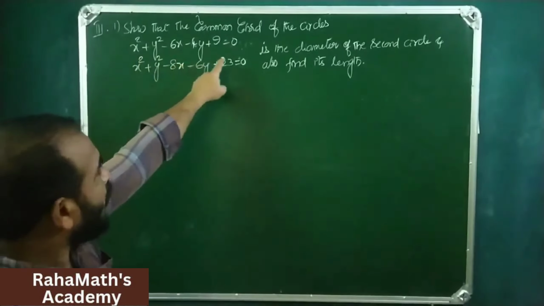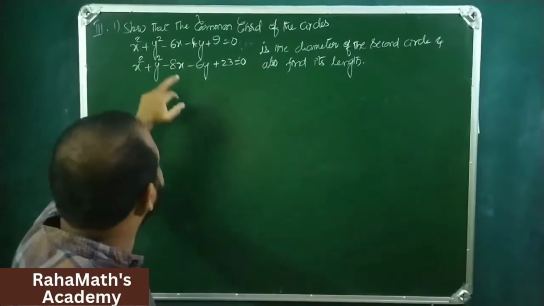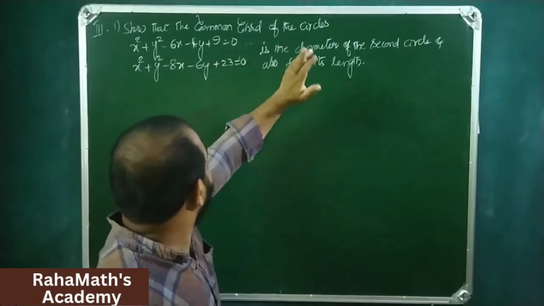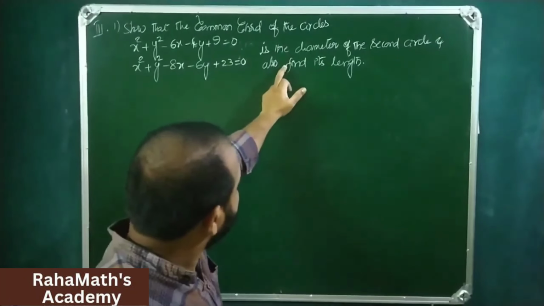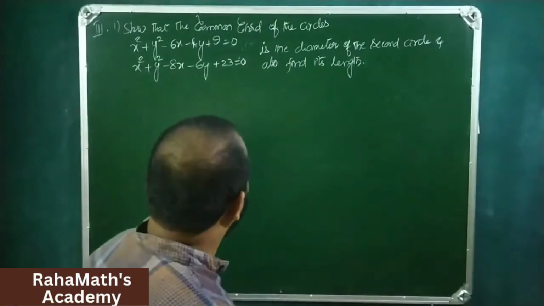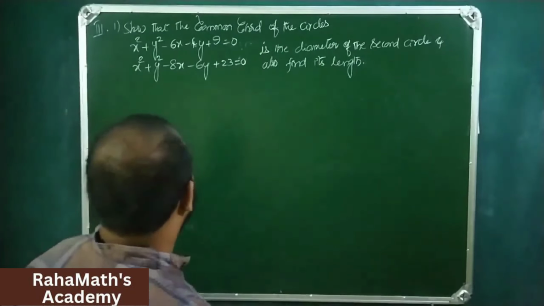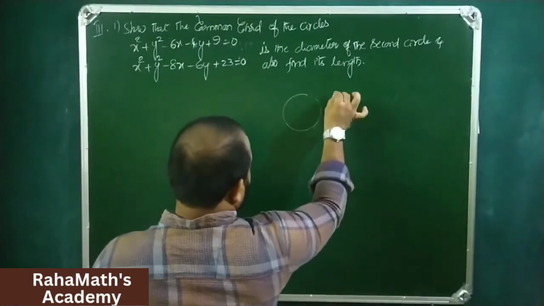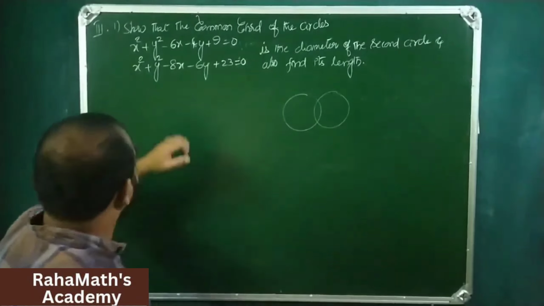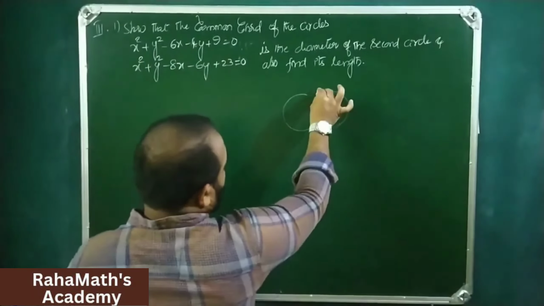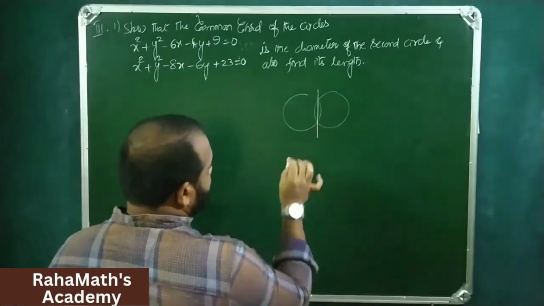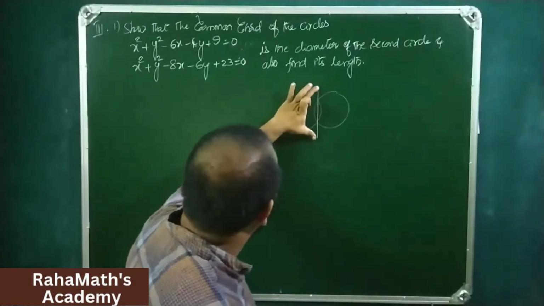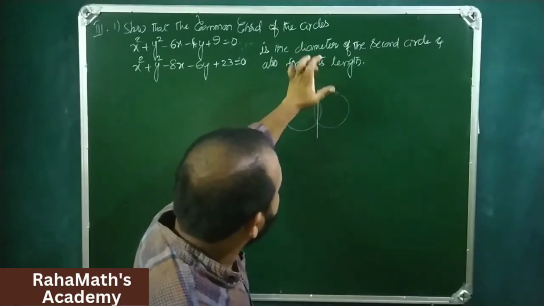Show that the common chord of these two given circles is the diameter of the second circle and also find its length. The rough diagram for this: these are the two circles that are given. This is the common chord, and this common chord is the diameter of the second circle.